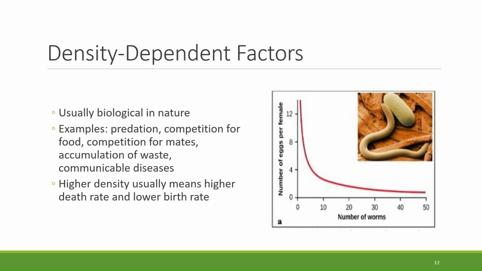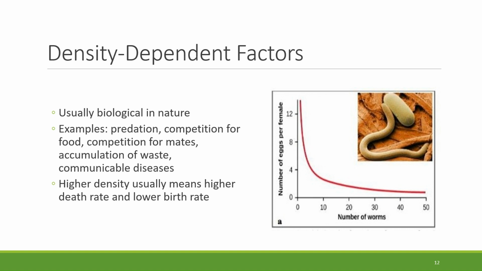One concrete example of density-dependent factors in action can be seen here in this graph. So this graph is the result of studies on a parasitic roundworm called Ascaris lumbricoides, which we mentioned before. It infects the gastrointestinal tract of humans and animals. There's an estimated 1 billion people worldwide that are infected by this guy. So on this graph, you can see the number of worms on the horizontal x-axis and the number of eggs per female on the vertical y-axis.